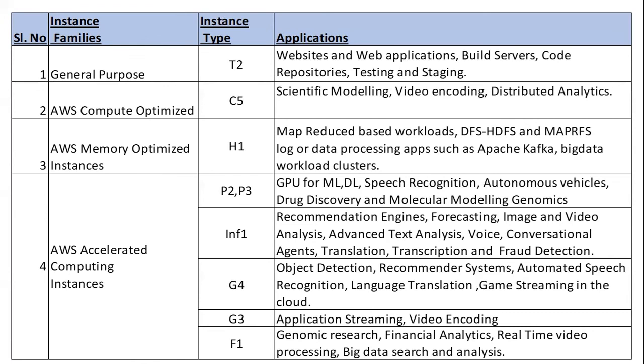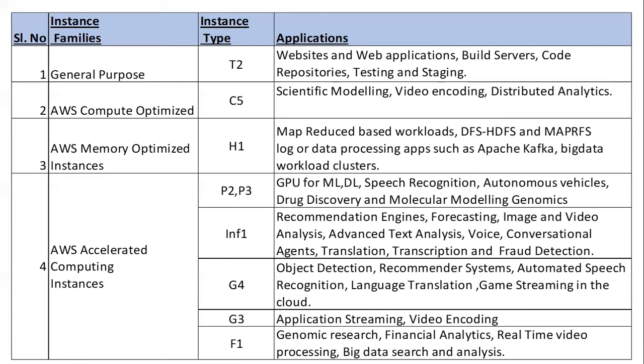What about G3? When do we use the G3 instance type? G3 instance type is mainly used for application streaming and video encoding. Finally, what we have is F1, one of the instance types, which is widely used. It is mainly used for genomic research, financial analytics, real-time video processing, big data search and analysis.